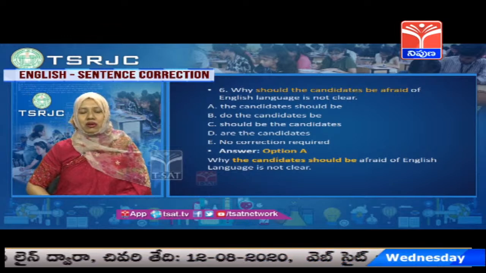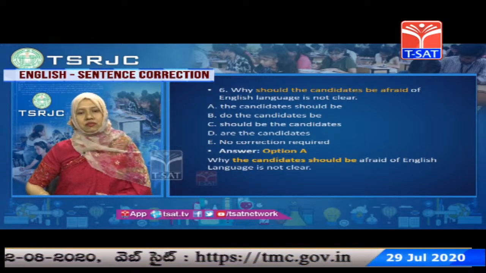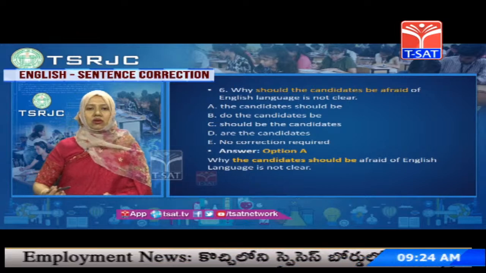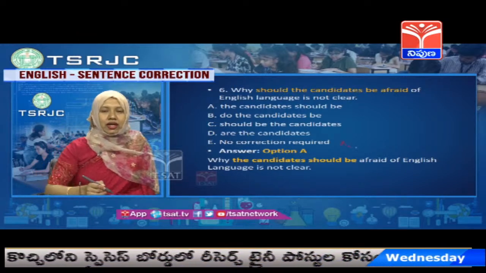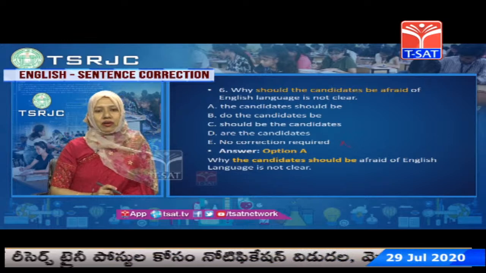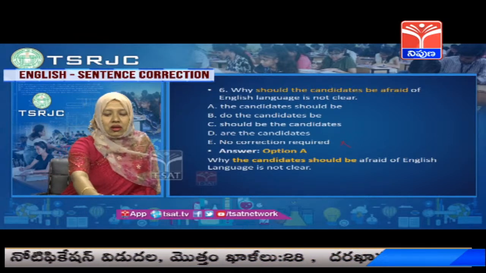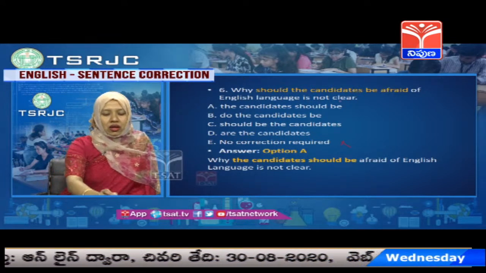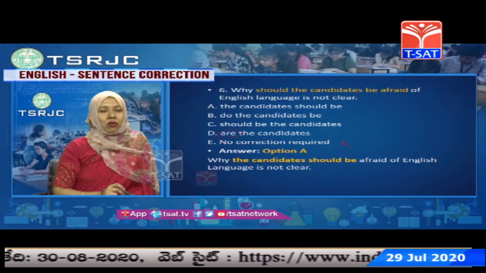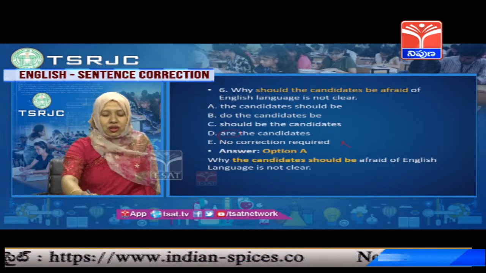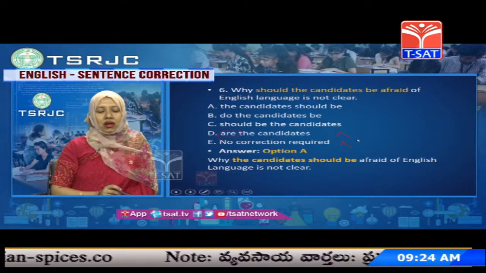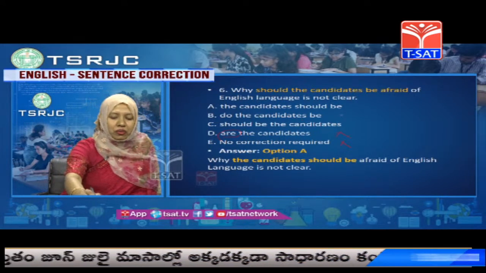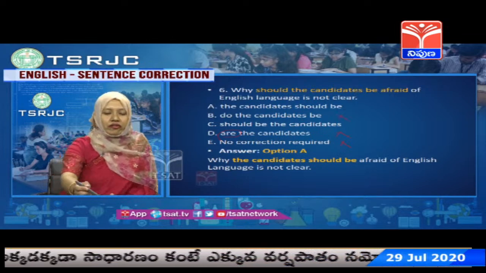Now always remember a simple rule, the modal verbs are used after the nouns. So there is a mistake here. Option E, no correction required, is eliminated. Now here there is a mistake in the placement of modal verbs. Here a helping verb is used in option D, are the candidates. So this is wrong, you can eliminate this. Now if you look at option B, do the candidates be, again a do form of verb is used, you can eliminate this. Now you are left with A and C.